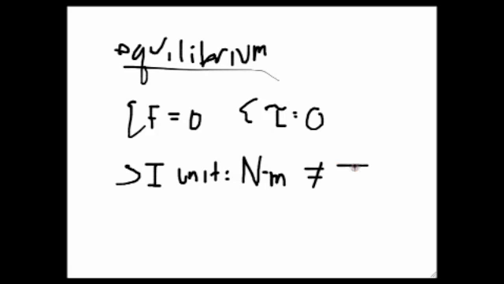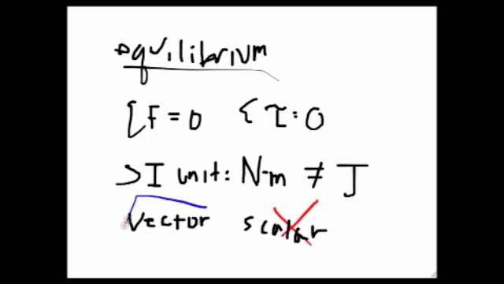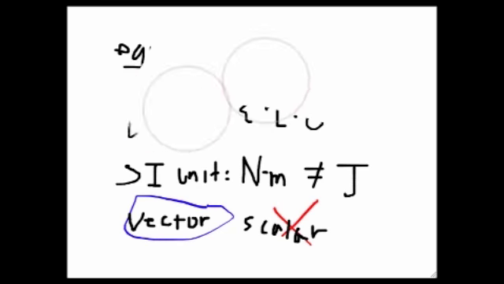Like a lot of other things in physics, the unit for torque is kind of annoying. It's Newton meters, which is the same as joules. However, torque is not measured in joules. This is because a joule is a scalar, and torque is a vector. This is a good time for us to try a practice problem.